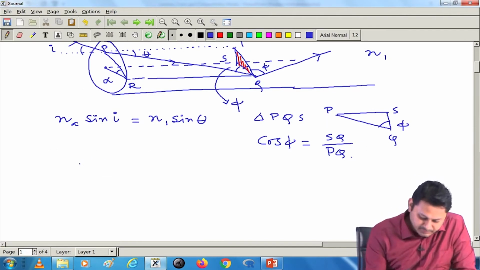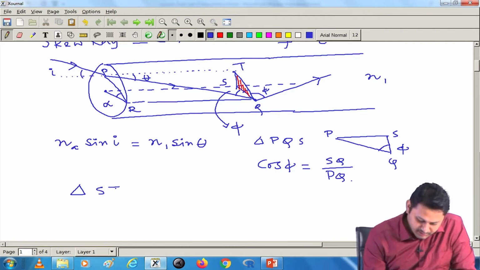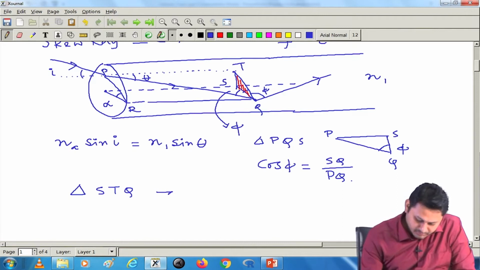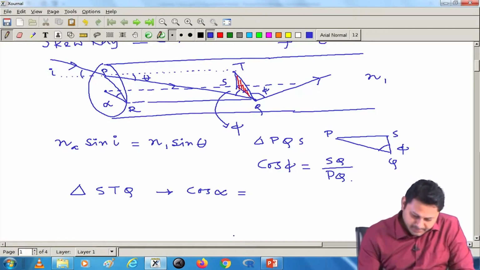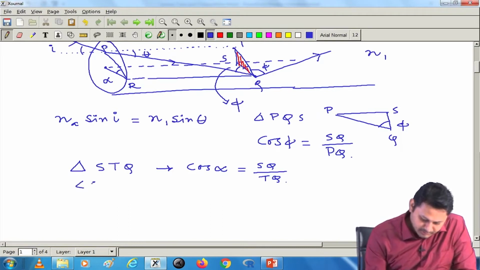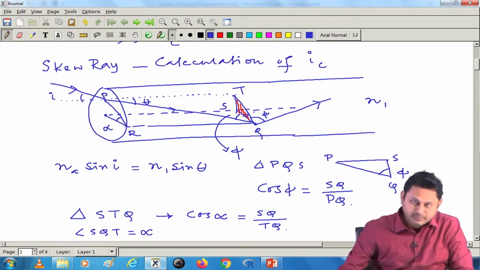So this information I have. Let us consider another triangle, say this triangle, which is now shaded, STQ. From the triangle STQ, I can have cos alpha, which is equal to SQ divided by TQ. Mind it, angle SQT is equal to alpha here. So this angle is alpha, this angle is alpha.